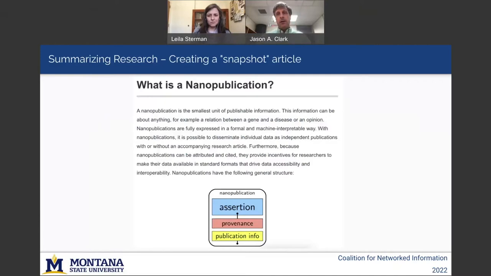And for us, that idea of a nano publication, which I have on the screen right now, was really just a linked data expression for an article. So you could encode an article in a certain way so that it had the primary assertion, the provenance of the article, and the publication info. And so coming from that mindset is really where we started, and that led us into the summarization activity.